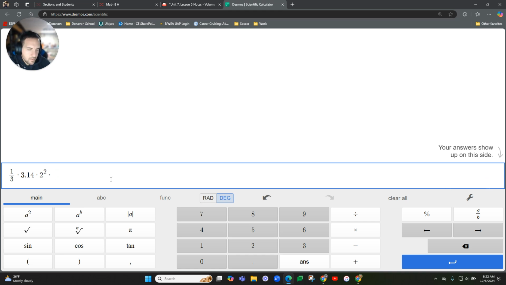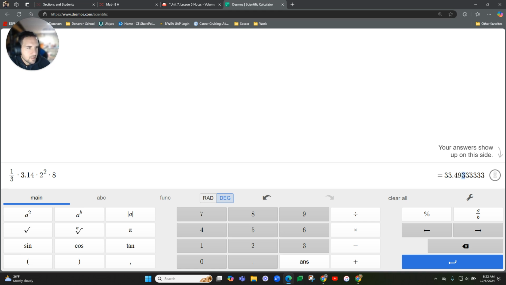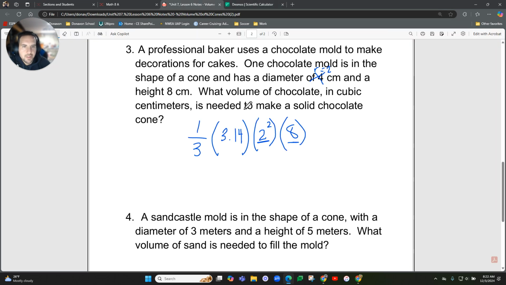And this one we're going to have to round because you can see that has all that at the end. So we're going to do 33 point, you can either do 0.5 or 0.49. We'll go with 0.5, 33.5. Does it say where to round? Nope. So we're going to round it to, it's approximately 33.5, and in this case it was centimeters, so cubic centimeters.